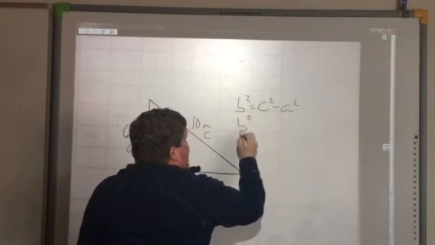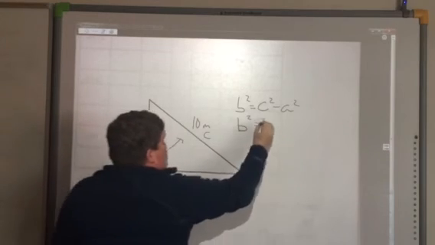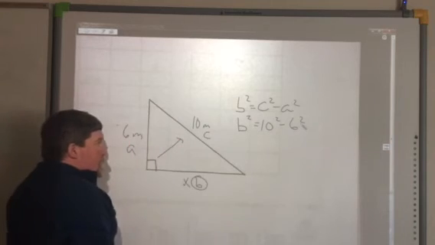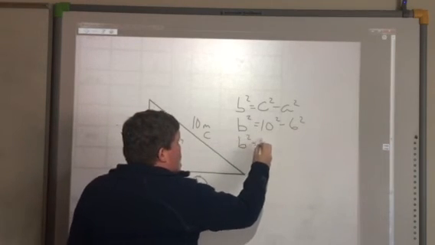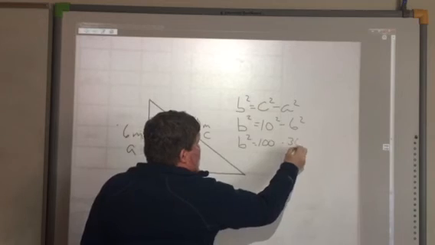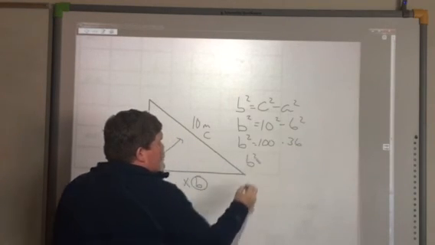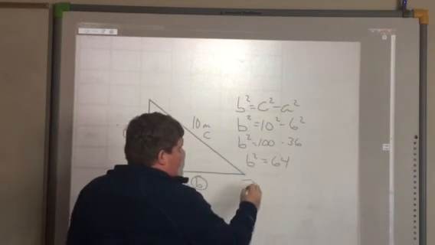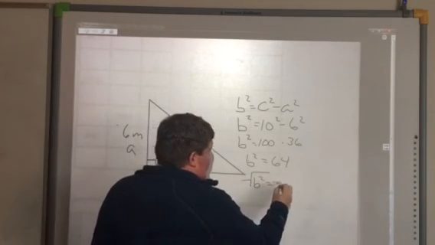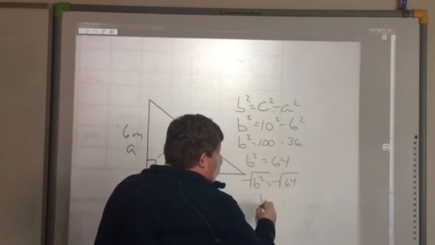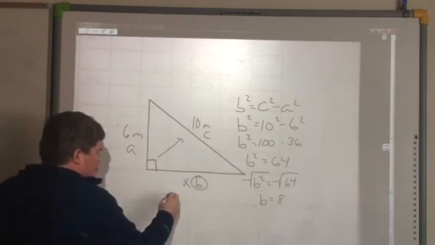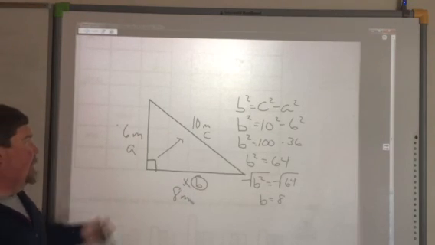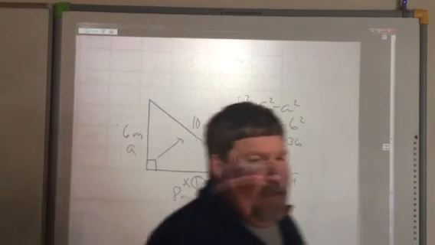So B squared, C is 10 squared minus 6 squared. We do the math. B squared equals 100 minus 36. B squared equals 64. Again, we're going to take the square root at the end of both sides. So B is equal to 8. So this is 8 meters on this side. So the major thing, you have to label your triangle first, then determine what you need to find.